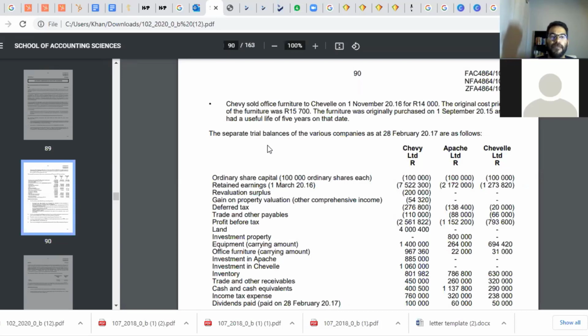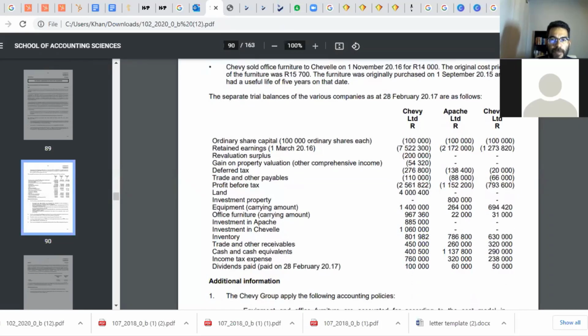So please be aware. When there's a sale of a depreciable asset, there's two parts. Number one, eliminate the profit or loss on the sale. Number two, you need to make an adjustment to depreciation, okay, as a result of that profit or loss. But we're going to do that when we cover the question. So they say the separate trial balances of the various companies as at 28 February 2017 are as follows.